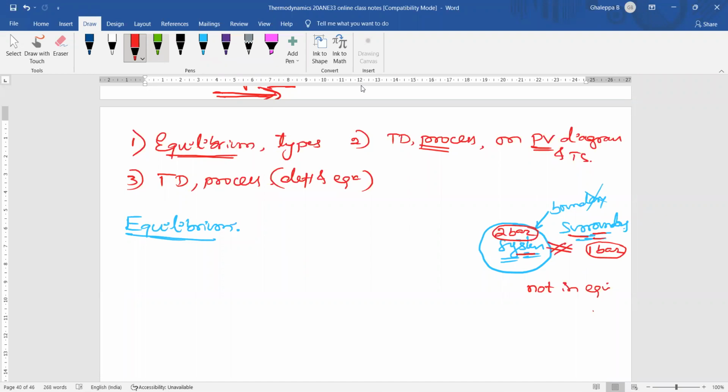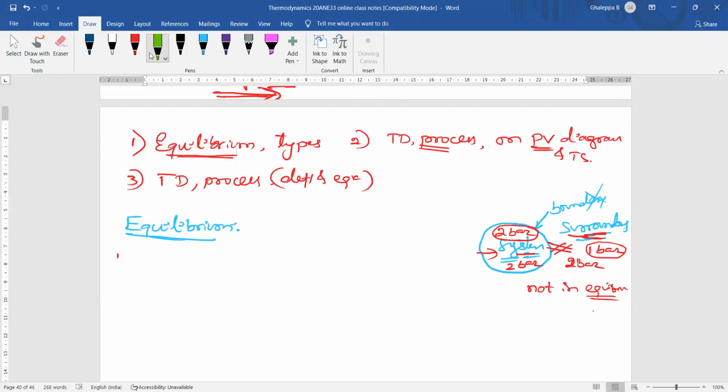So when the values of pressure, temperature, volume, etc. are not the same, you should use the words not in equilibrium. Okay, if the system pressure is 2 bar and the surrounding pressure is also 2 bar, then you can say both system and surrounding are in equilibrium with each other. Now, the next topic, I will discuss the questions later. There are 3 types of equilibrium that will come to the picture.